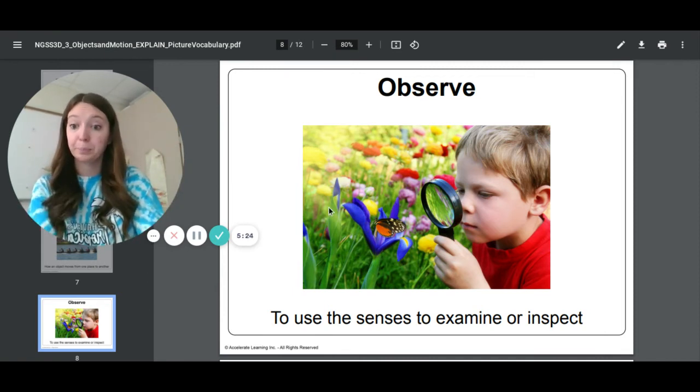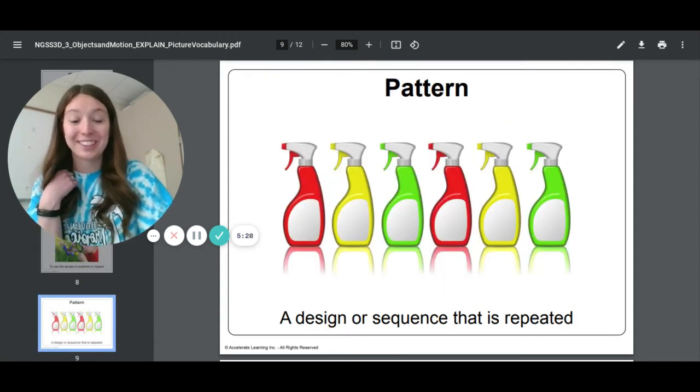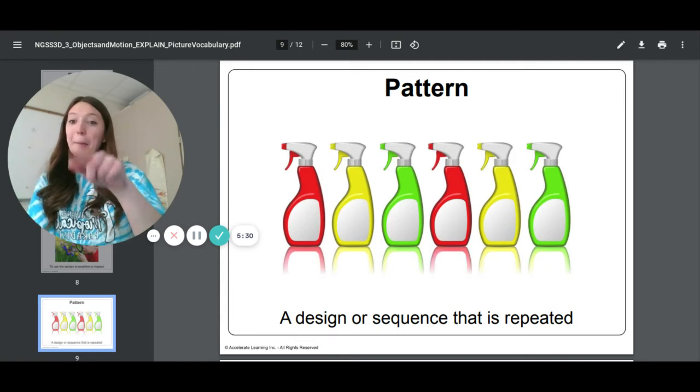Our next word is the word pattern. Say the word pattern. Good. Let's spell it.